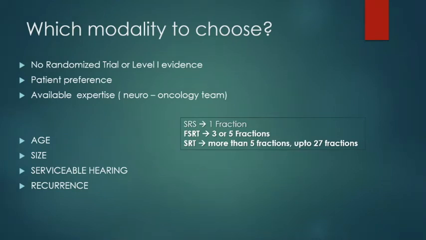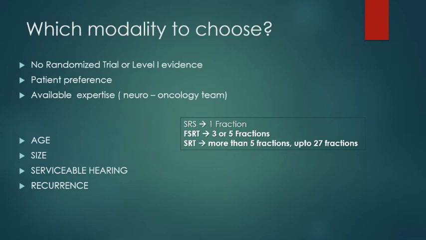So therefore, a neuro-oncology team is very, very vital, and we have been doing it in my institute for now 13 years. All cases of acoustic neuroma must be dealt with by both the neuro-radiation oncology team, the surgeons and the radiation oncology team together, and the radiologist. And right now, all my neurosurgical residents are also logged in because it is equally important for both. The things that determine are age, size, serviceable hearing, recurrence.